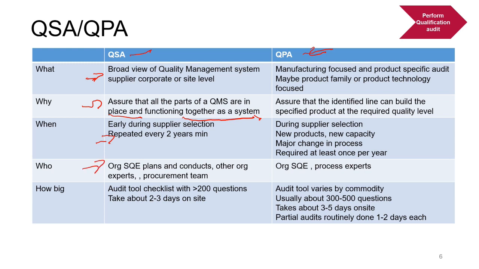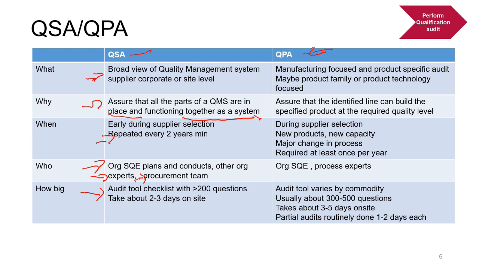The person that conducts the audit should be SQE, supplier quality engineers or managers that plan and conduct the audit. Any other organization's experts may be a person that is expert in the manufacturing process of that particular commodity, and sometimes it could also be together with the procurement team.